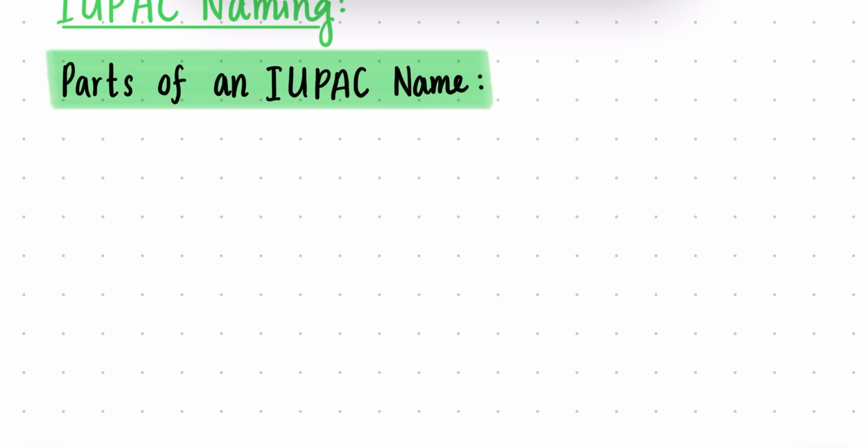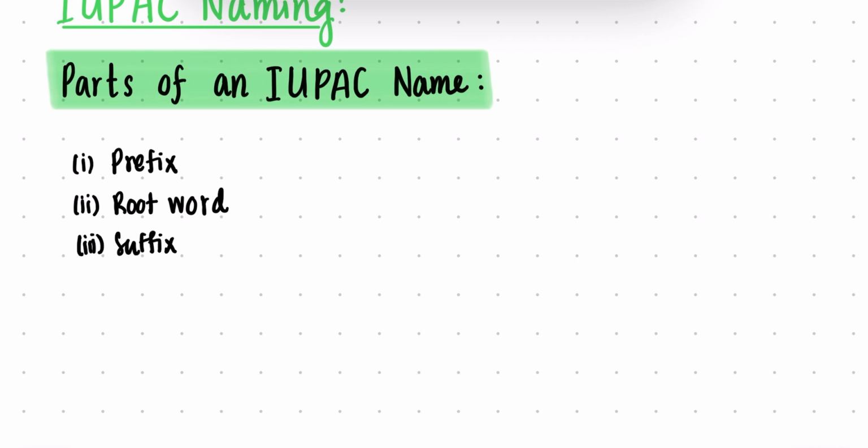So the first part that we have is a prefix. And then we have the root word, and finally we have the suffix. So these are the three parts of an IUPAC name.